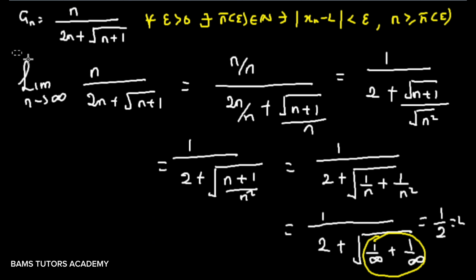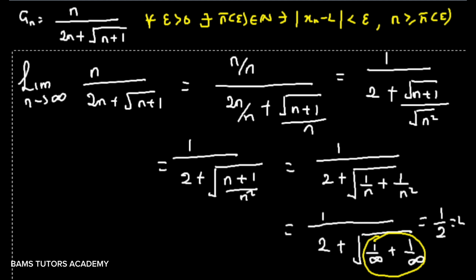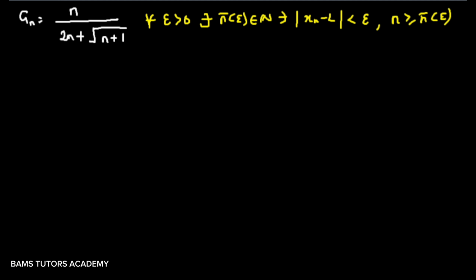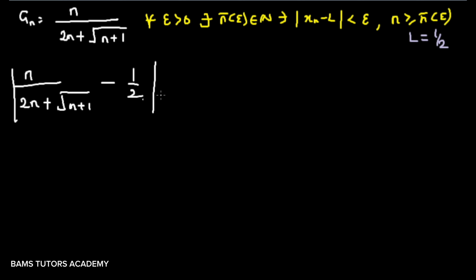So we know that the limit L is equal to 1 over 2. Going by the definition, for all epsilon greater than 0, there is an N bar epsilon in N such that the absolute value of n over 2n plus the root of n plus 1, minus L, which is 1 over 2, is less than epsilon.